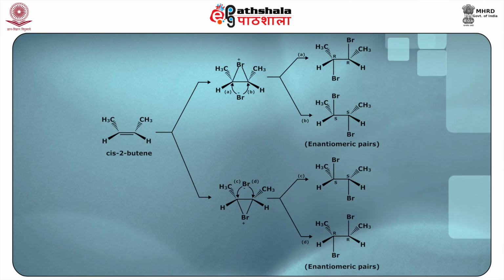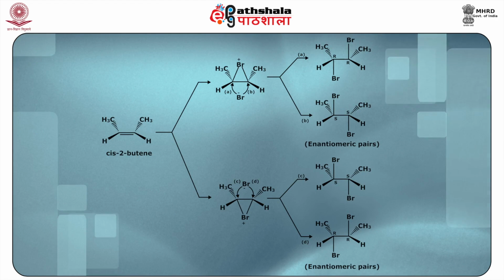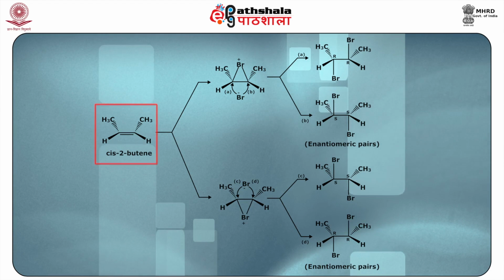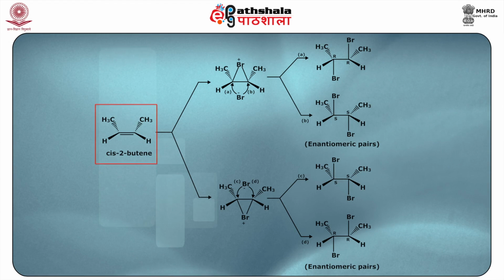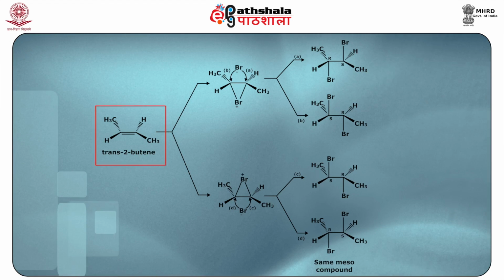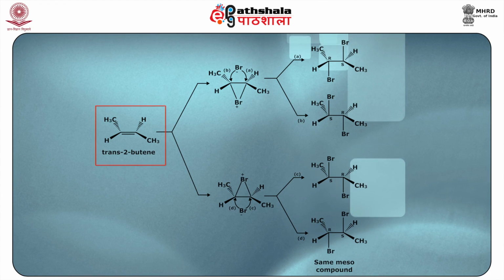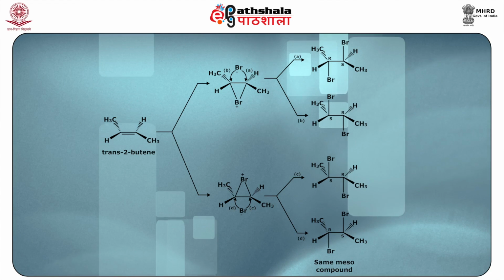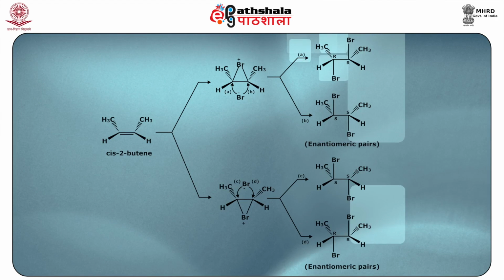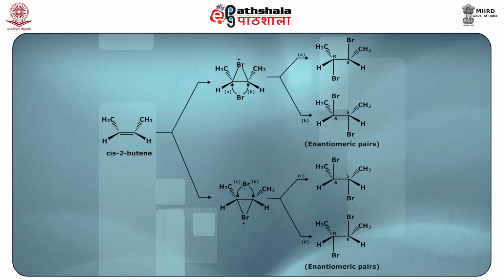That means the addition takes place in a trans manner. For example, let us see the addition to cis 2-butene gives a racemic mixture of 2,3-dibromobutane, while addition to trans 2-butene gives a meso stereoisomer, as shown in the scheme in front of you. Hence, these reactions are called stereospecific reactions. Both the isomers are reacting in a very specific way.